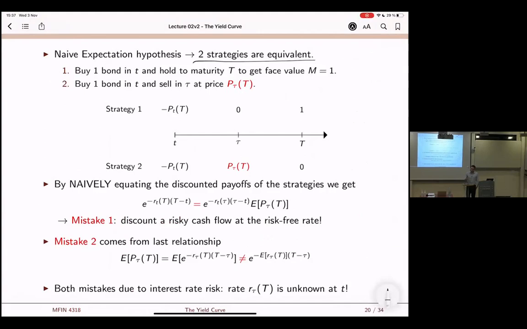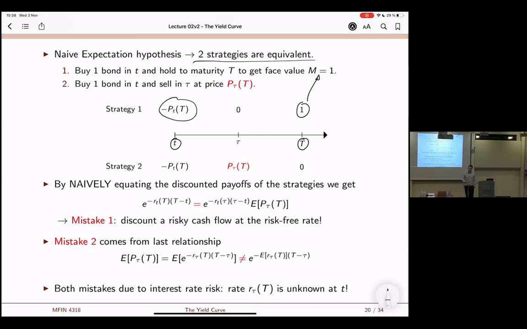Now, there are two things you can do with a long-term bond. Here I'm talking about a bond that I buy in period little t, and that matures in period big T. I'm just going to set the face value equal to 1 to simplify. The first thing you could do is buy the bond, which costs you P_t of big T. Then you wait until period big T and you get your cash flow of 1. It's a government bond, it doesn't default, you're going to get 1.